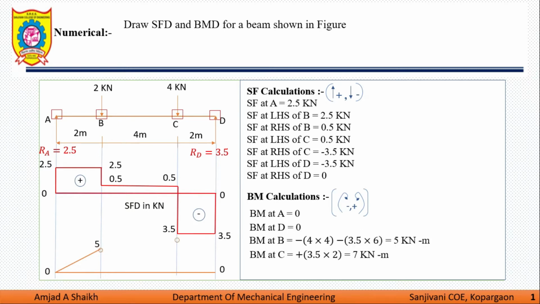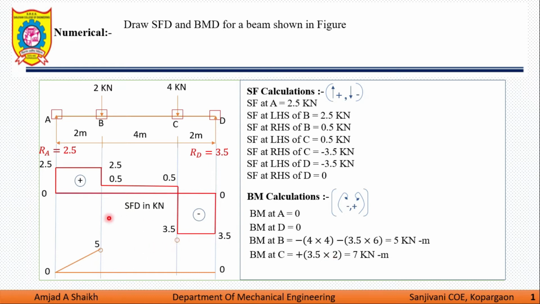After that, bending moment at C. We are considering the right hand part of C. The 4 kilonewton load is applied at point C, so the moment of 4 kilonewton becomes 0. Next is 3.5, which is 2 meter away from here, anti-clockwise in nature. So plus 3.5 into 2 is the moment of this 3.5 kilonewton force, that is 7 kilonewton meter. So this is the bending moment at point C.